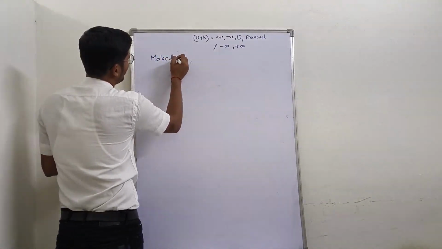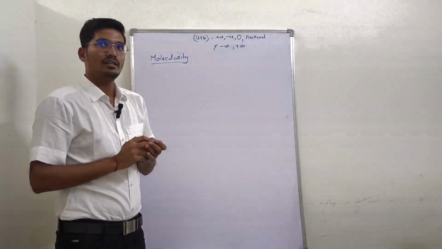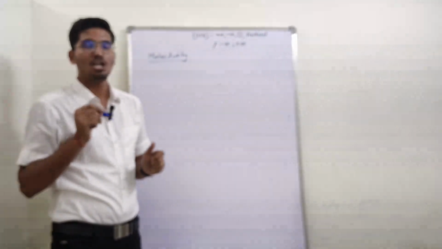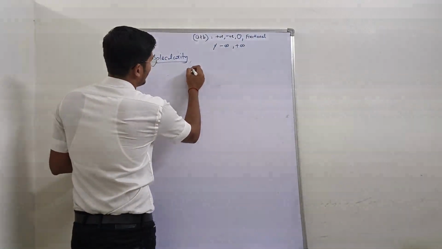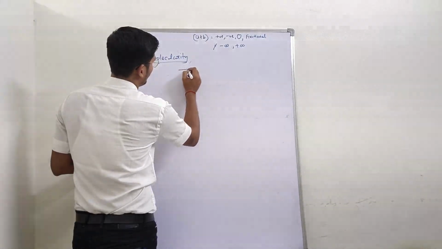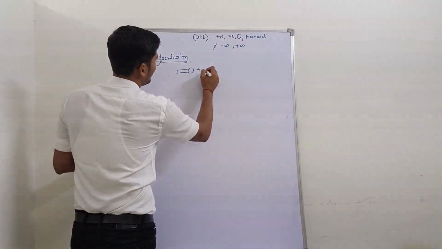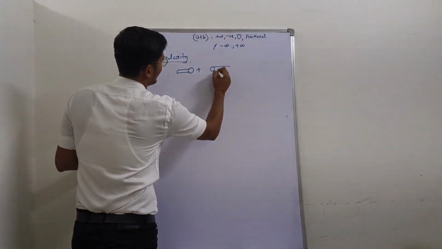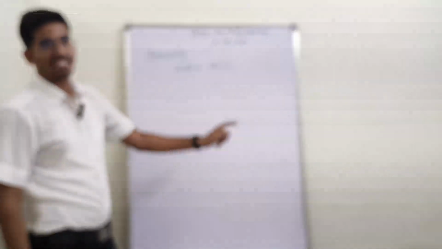So what is molecularity? It's a very interesting topic. Molecularity tells about the number of molecules which are colliding in perfect symmetry, in a perfect direction, to give us the product. Suppose this is a molecule, an arbitrary molecule, and this is one more molecule. This molecule will not give product in all cases.